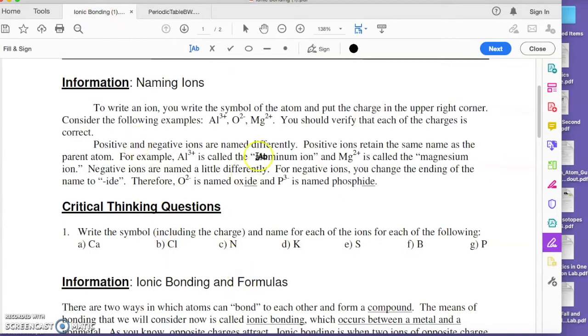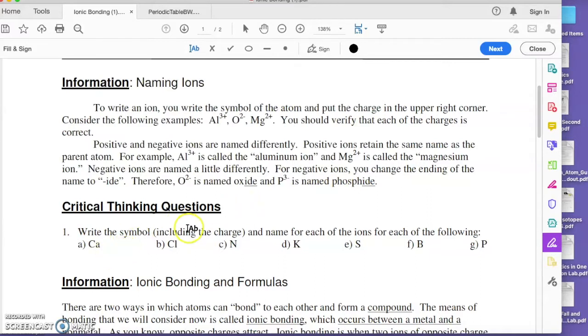So positive and negative ions are named differently. Positive ions are just the name. So Al3+ is just the aluminum ion, and Mg2+ is just the magnesium ion. Negative ions have "ide" at the end. So O2− is the oxide ion, and P3− is the phosphide ion. So that's just a slight difference.